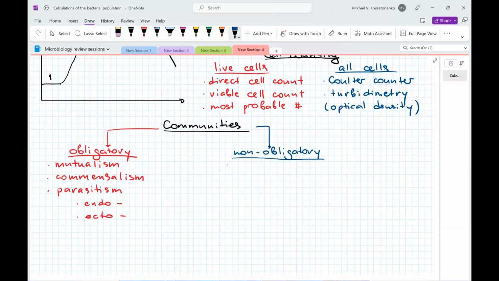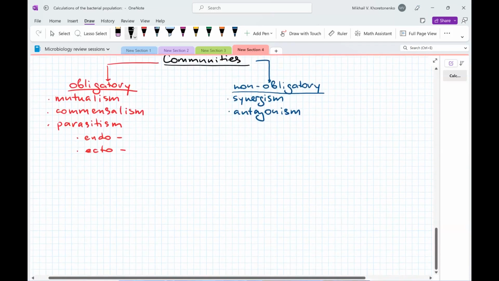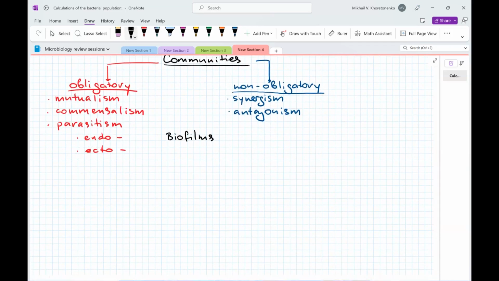That will include synergism and antagonism. Okay, so again, know the definitions. Now I'm going to throw biofilms in here. As I mentioned before, I want to reinforce it. Know the process.